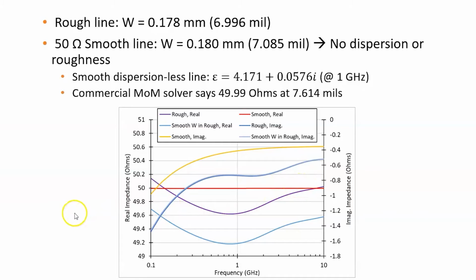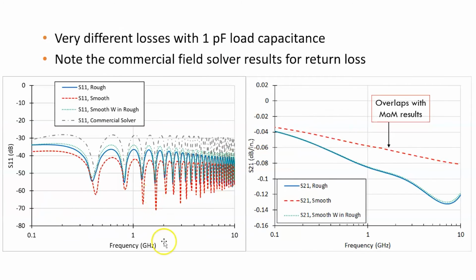Now, what's really important is not just the impedance spectrum. The impedance spectrum is important, but what's really important here is actually the S parameters. If you look at the simulated S parameters for this line with a 1 picofarad load capacitance, you can see what happens to the different resonances that get pulled up from the input impedance along this line. And you can really see how you can appropriately design a line to account for roughness.